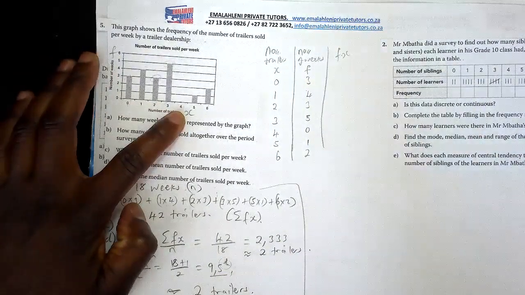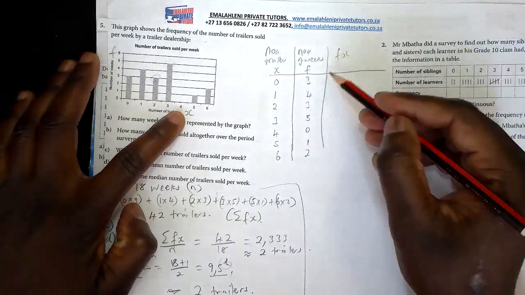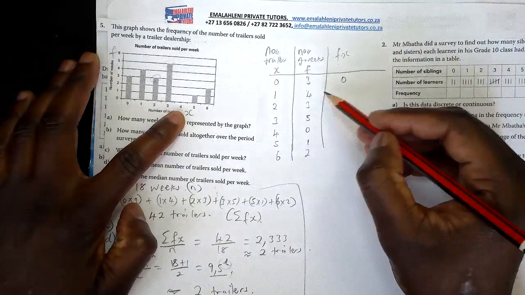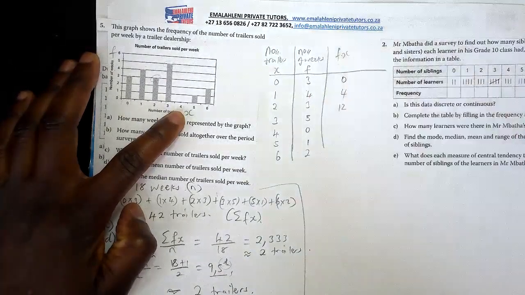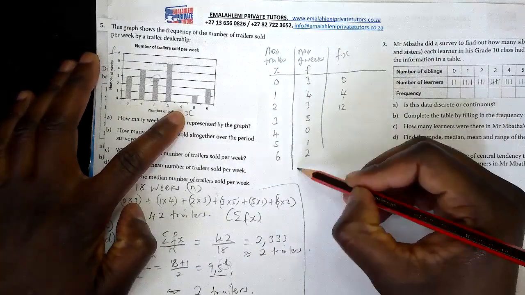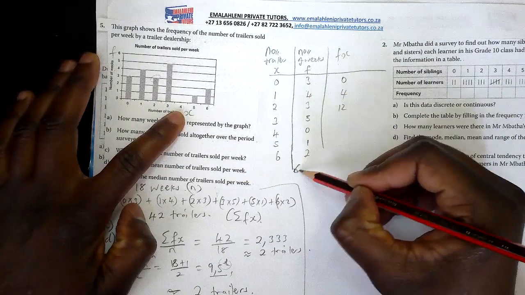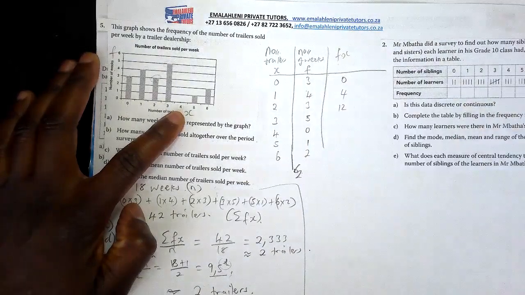So this is what we have. Then you're going to have to find out what this value is. This value is 0. What is it? 4. Then 12. Then what is it? 12. Then that's our n there.